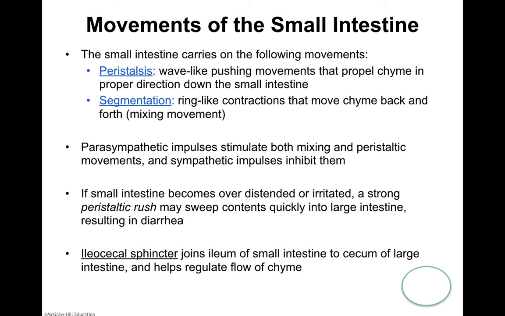There are parasympathetic impulses that stimulate mixing and peristaltic movements. The sympathetic ones tend to inhibit them. And if the small intestine becomes distended or irritated, there is a strong peristaltic rush that could sweep the contents quickly into the large intestines, and that can result in things like diarrhea.